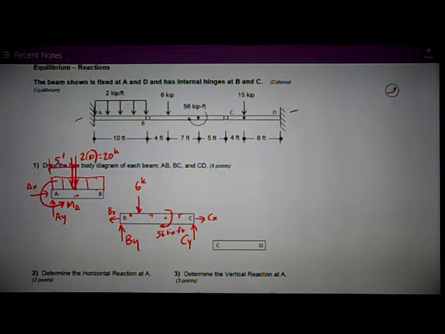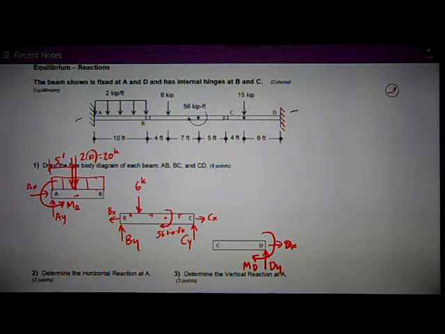Okay, now I'm going to go down to the right end, or to the point D. And it's fixed also at this support. So I've got DY, could have DX, and then I've got MD, which I'm just going to arbitrarily assume that way.